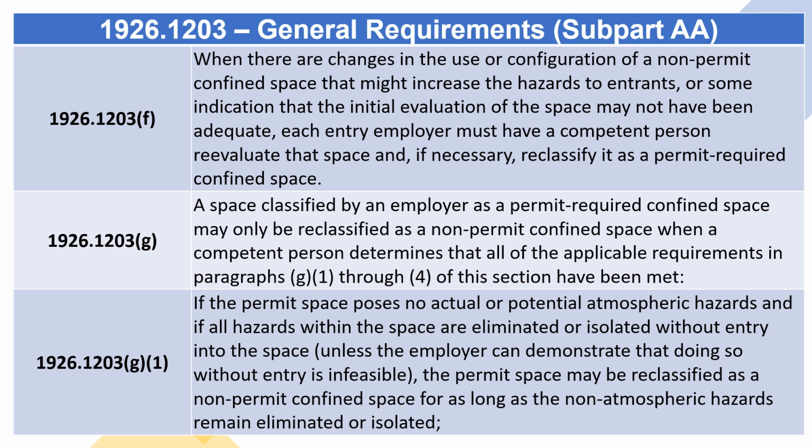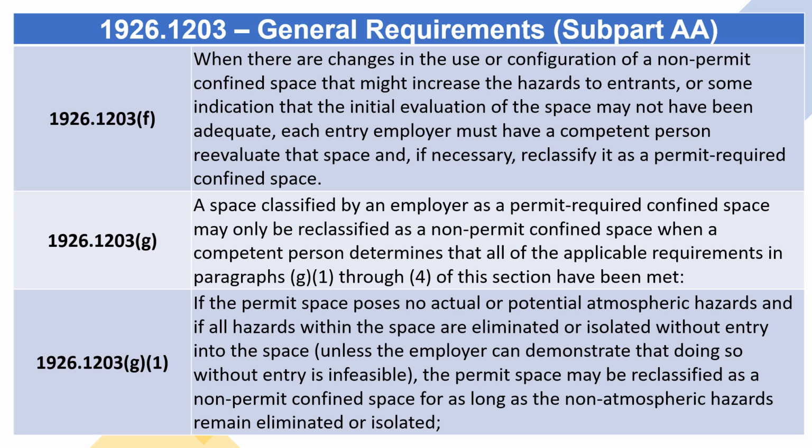1926.1203(f). When there are changes in the use or configuration of a non-permit confined space that might increase the hazards to entrants, or some indication that the initial evaluation of the space may not have been adequate, each entry employer must have a competent person re-evaluate that space and, if necessary, reclassify it as a permit-required confined space. 1926.1203(g). A space classified by an employer as a permit-required confined space may only be reclassified as a non-permit confined space when a competent person determines that all of the applicable requirements in paragraphs (g)(1) through (4) of this section have been met.